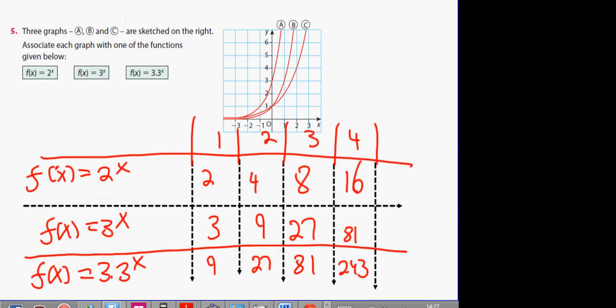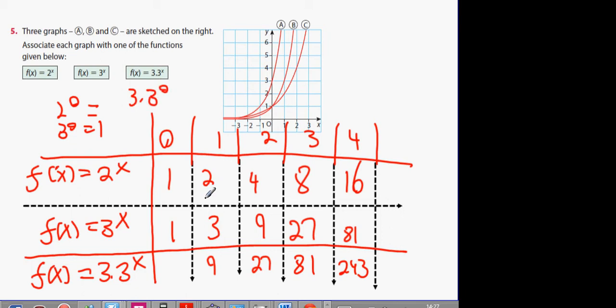So let's figure this out. Okay? We didn't do 0 at all, did we? Okay, now look at this. Bear with me. What's 2 to the power of 0? 1. What's 3 to the power of 0? Finally, what's 3 multiplied by 3 to the power of 0? 3.